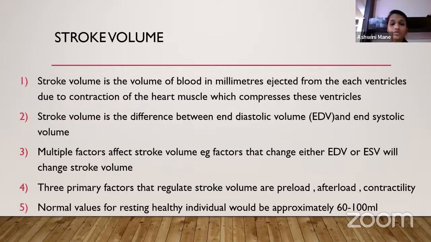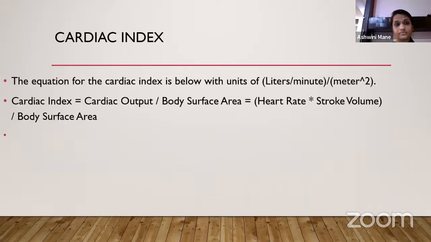Now the stroke volume is the volume of blood in milliliters ejected from each ventricle due to contraction of the heart muscle, which compresses the ventricle. The stroke volume is the difference between the end-diastolic volume and the end-systolic volume. Multiple factors affect the stroke volume. For example, factors that change either end-diastolic volume or end-systolic volume will change the stroke volume. The three primary factors that regulate the stroke volume are preload, afterload, and contractility. The normal values for resting healthy individuals would be approximately 60 to 100.